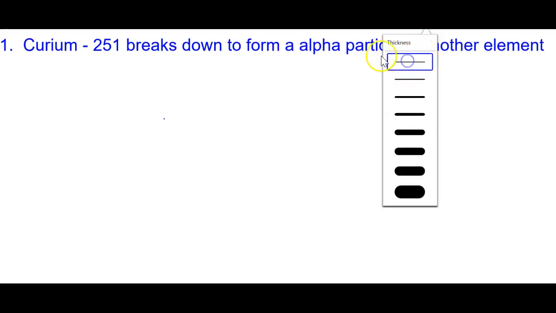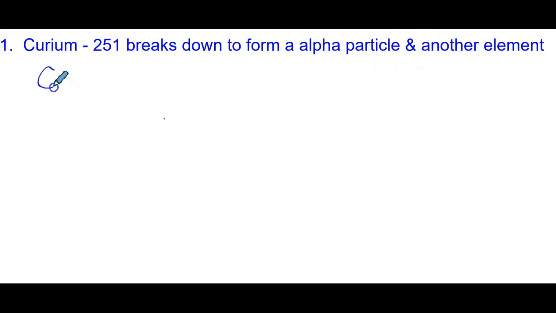So we're going to write the symbol, Cm, 96, 251. Mass number goes on top, atomic number goes on the bottom. It says breaks down. Breaks down tells us in chemistry to draw an arrow. To form something, an alpha, so you'll have to look back to your list of particles and energies. An alpha particle and another element.